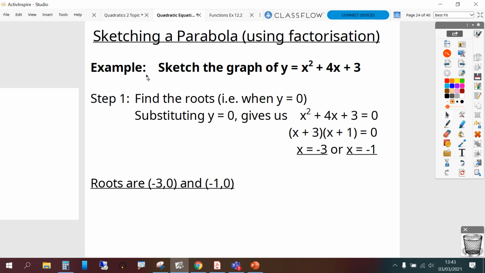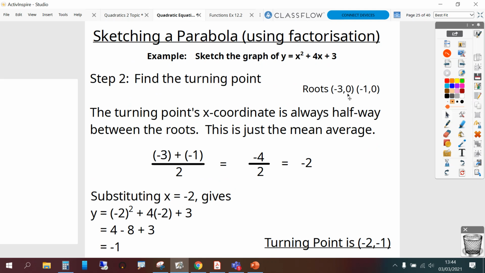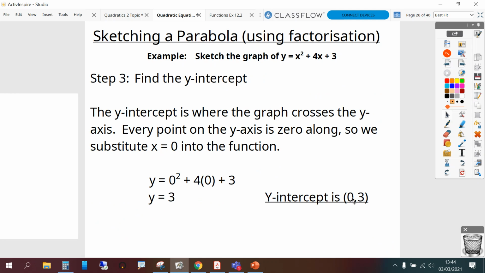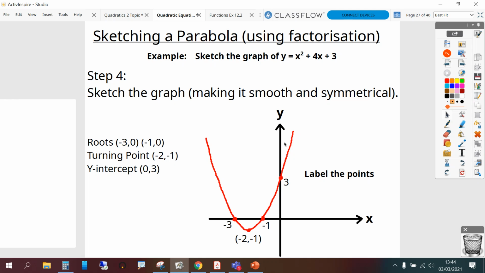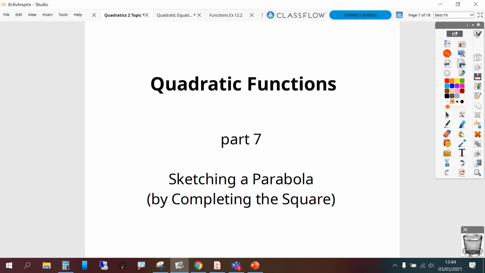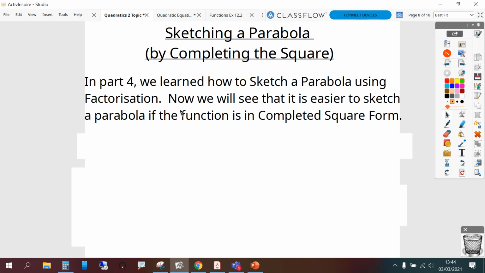Previously, we had sketched a parabola using factorisation, which meant the first step was finding the roots, which meant solving the quadratic equation, then finding the turning point, which was halfway between the roots, also finding the y-intercept, and then doing the sketch. So this is a bit easier. Now we'll see that it's easier to sketch a parabola if the function is in completed square form. So that's what we're practicing recently.